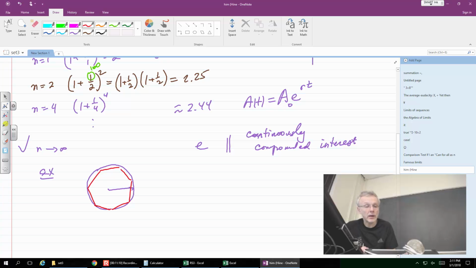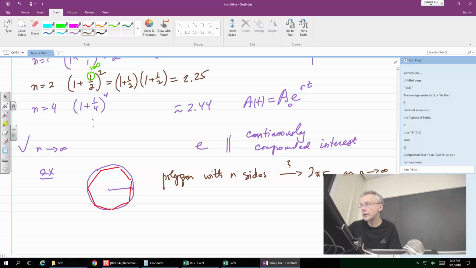If I remember correctly, this is what it actually produces. As you have more and more sides, so a polygon with n sides, then as n goes to infinity, the perimeter is supposed to converge to 2 pi r. And that certainly will have to be worked out, considering that they didn't really know limits to begin with, no functions at the time.